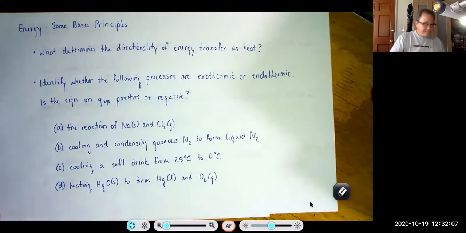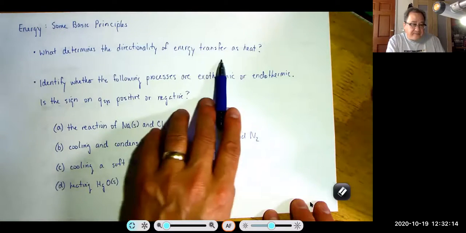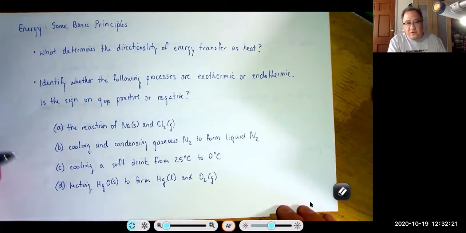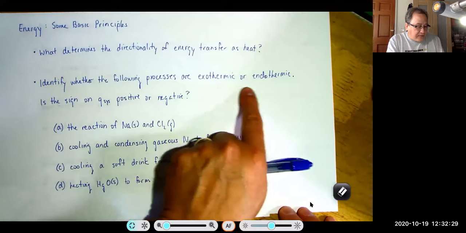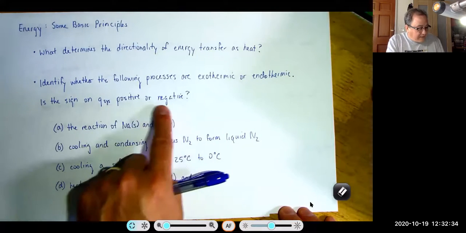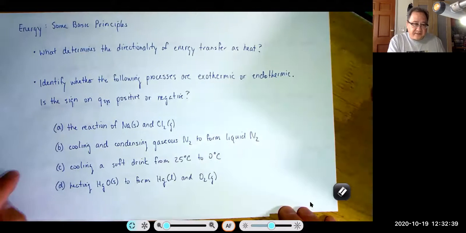So here we go. Energy, some basic principles. What determines the directionality of energy transfer of heat? Whichever is hot, energy will flow from it to the cold, because heat flows from hot to cold. Identify whether the following processes are exothermic, endothermic, and what is the sign, positive or negative. This Q is the symbol we use for heat. So Q is the symbol we use for heat energy.